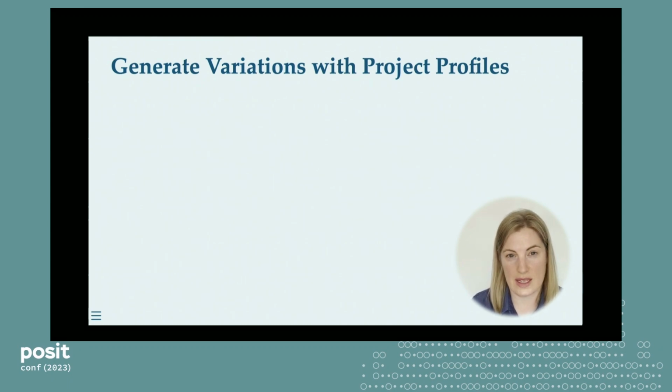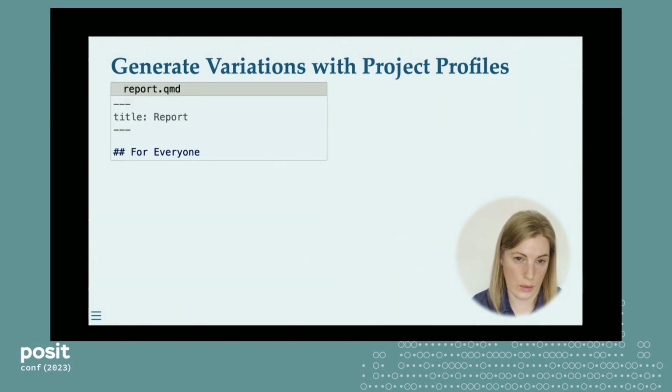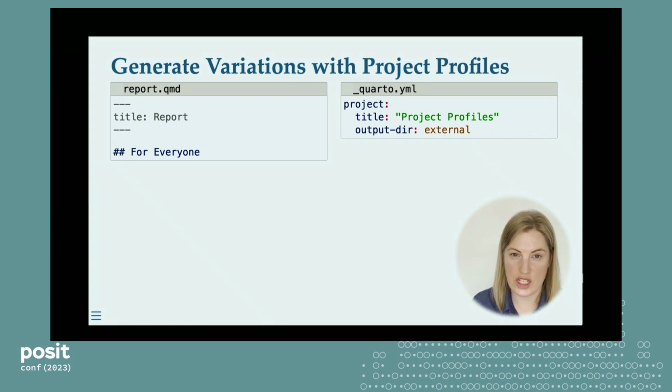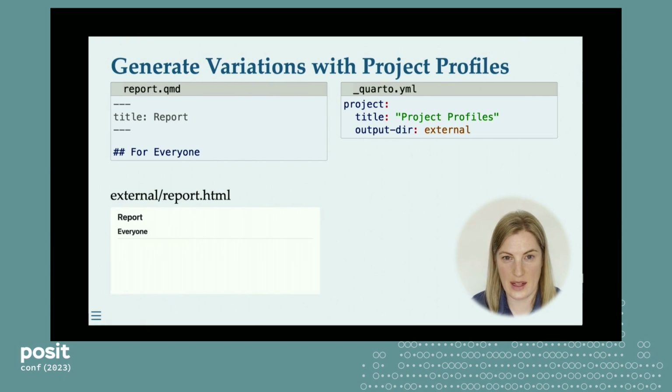Your project might start like this: a Quarto file, report.qmd, where I've just got a placeholder for some content that everyone might see, and _quarto.yaml with some project level information like the project title, and a location for the rendered output to go, in this case a folder called external. So if I was to render this project, I'd get this report.html in the folder external. This represents rendering without a profile activated.